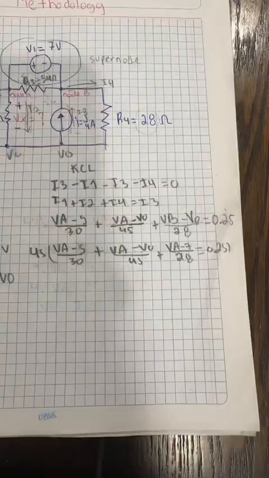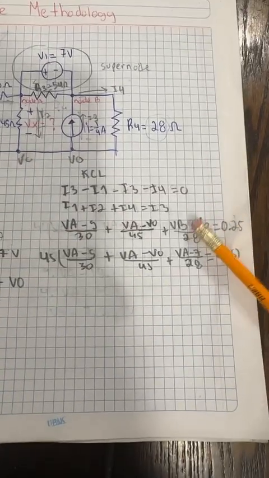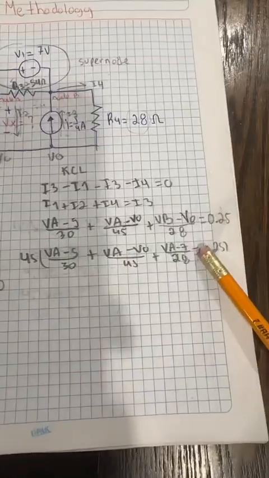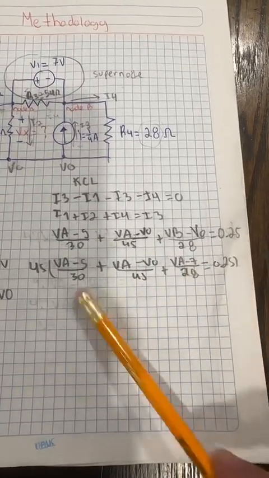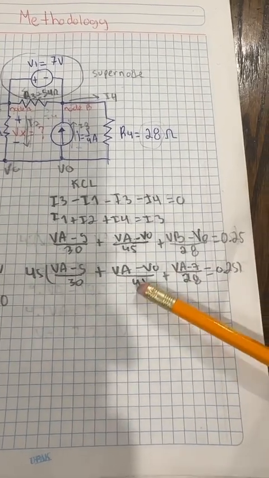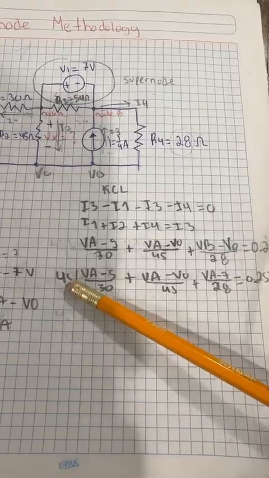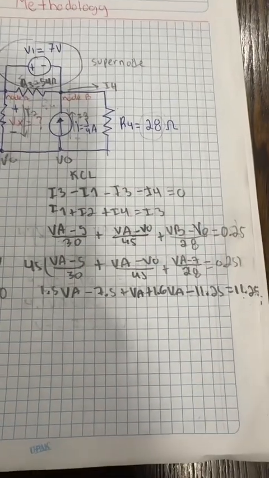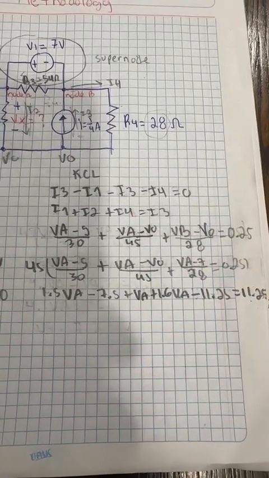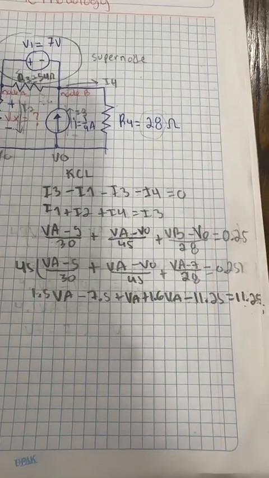0.25. So as we know, to replace the VB, we have that VB is equal to VA minus 7, and we replace it here. And all this, in my case, I will multiply by the largest number of the denominators, that is 45. So the next step is to group the terms, the voltage with the voltage, and the whole numbers with the whole numbers.